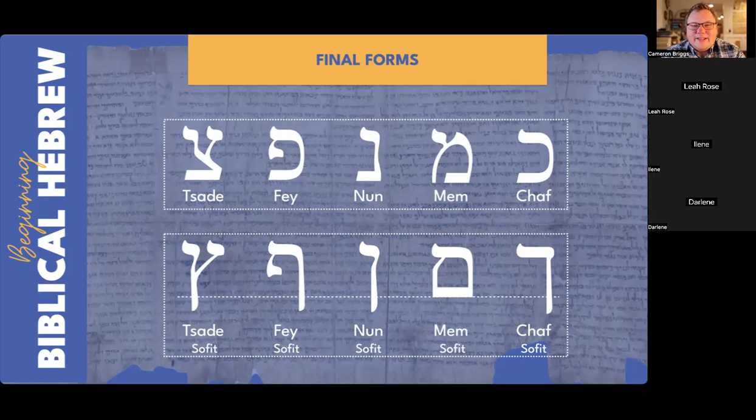A word will hardly ever end with a plosive sound. It always ends with that fricative sound, but it's not to say that there aren't exceptions. I don't include those in here, but they are possible. These are going to be the main ones that you would come across all the time and want to memorize: chaf, mem, nun, fey, and tzadi.